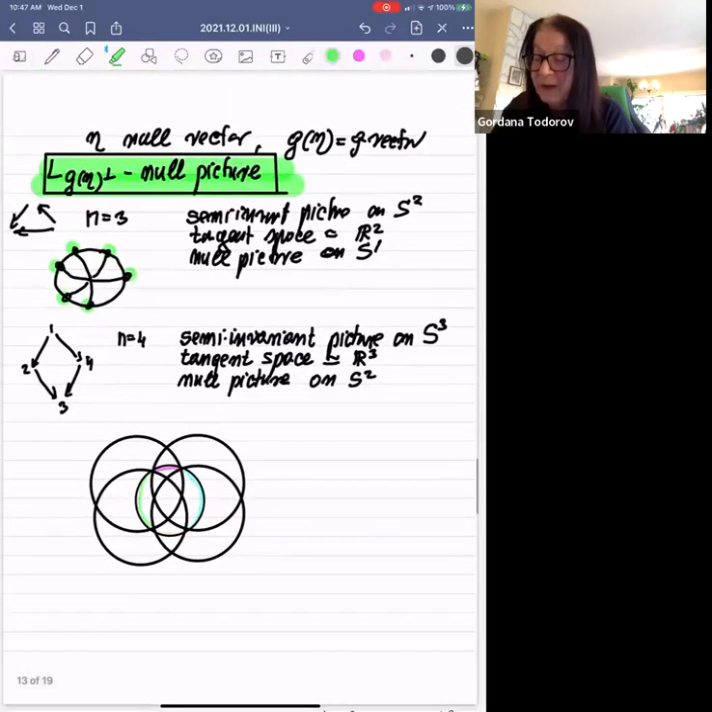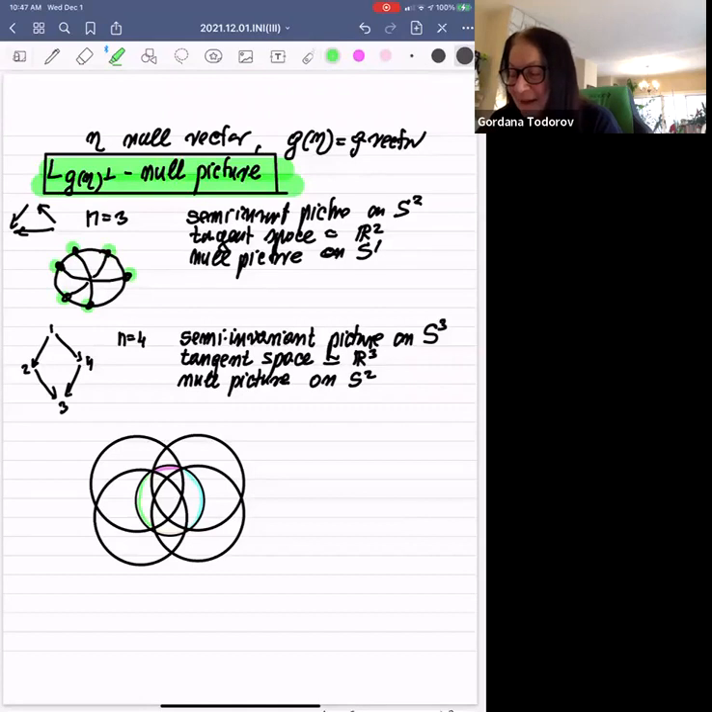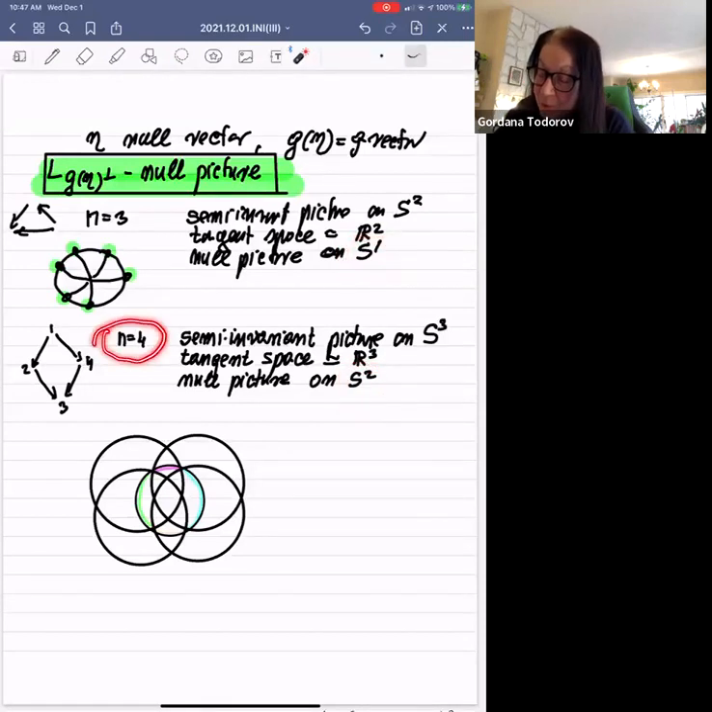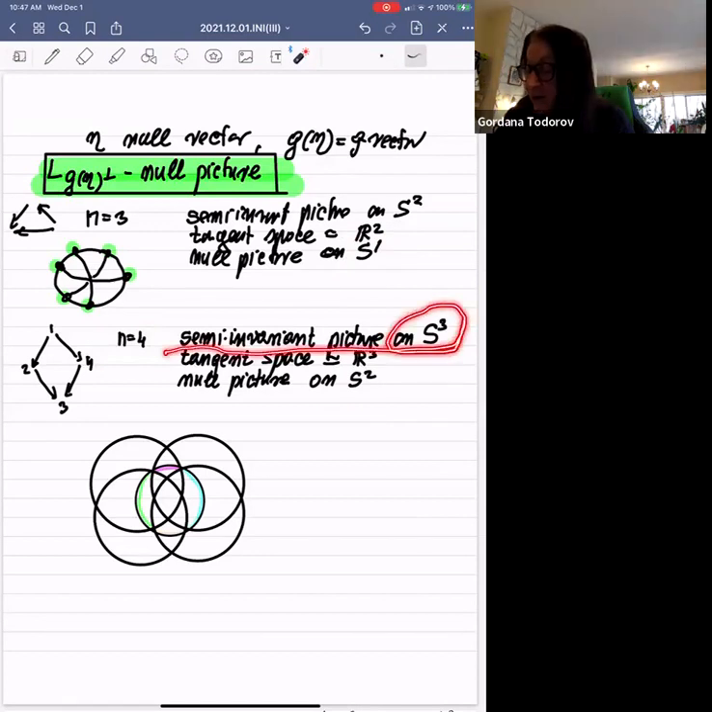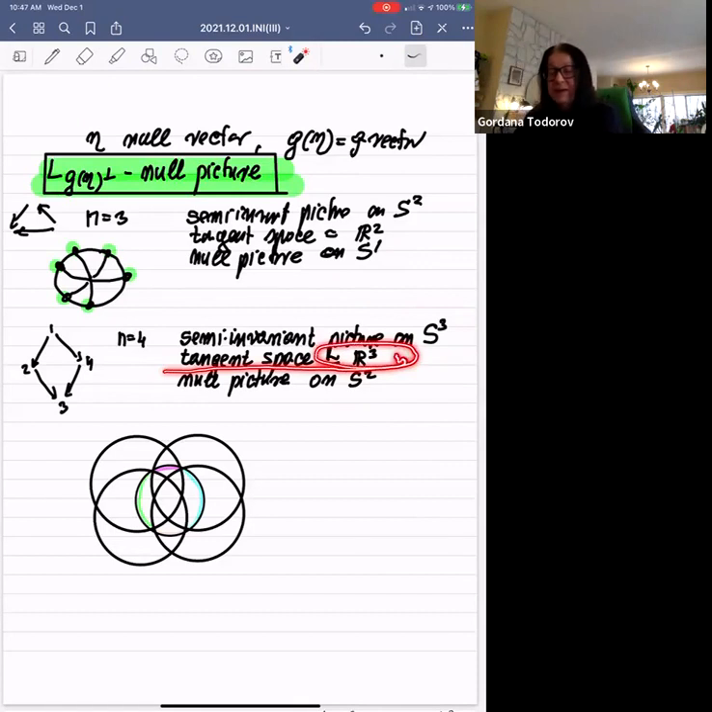And now, a more interesting version: we take n equal to 4. Somehow, 3 vertices is a bit too small, right? Because we're getting everything on S1, and I usually don't like when we get things on S1. I like when things happen on S2 or higher. Okay, so we are starting with n equal to 4. Our semi-invariant picture will now be on the sphere S3, which means that the tangent space will be isomorphic to R3. So the tangent space is 3-dimensional.